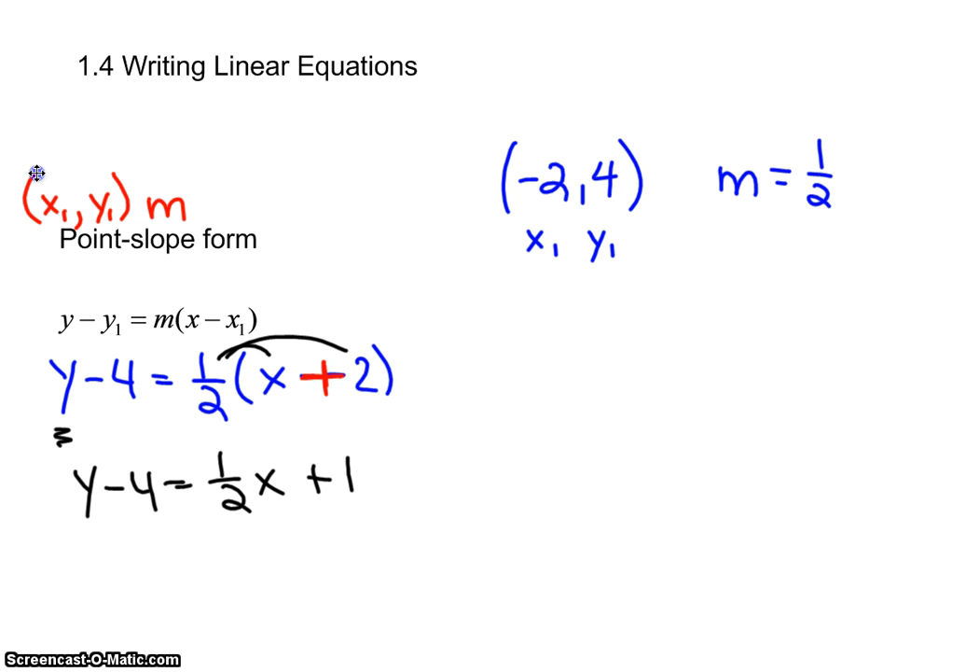Okay. And now to get the y by itself, what I need to do is get rid of that negative 4, which again, you've heard me talk about: change sides, change signs. So when it comes over here, it becomes a positive 4. Now in slope-intercept form, I have y equals 1/2 x plus 5.